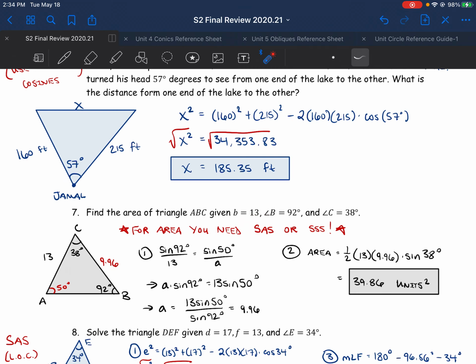So the area formula says 1/2 times those two sides times the sine of the angle in the middle of them. And we plug that into the calculator, we get that the area of this triangle is 39.86. We weren't given any units, so you can either just leave it as 39.86, or you can say 39.86 units squared.